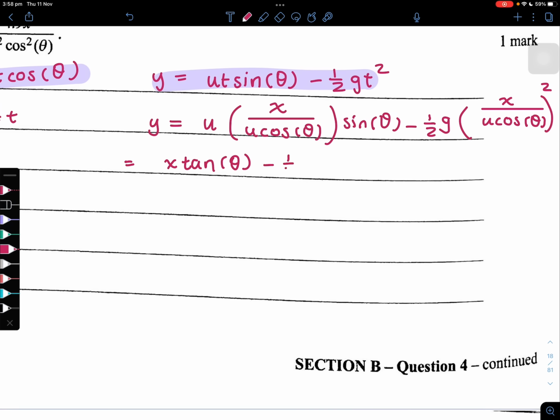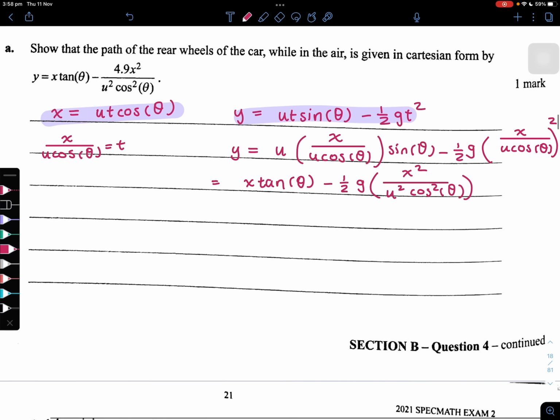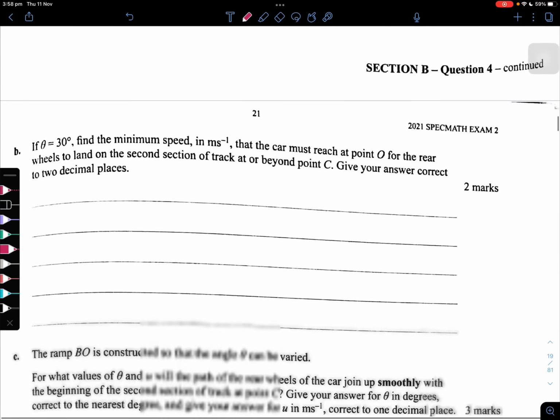x tan theta, take away half g x squared on u squared cos squared theta. Okay, and g is 9.8. Divide that by 2, that gives you 4.9. So I'm not going to rewrite this whole thing again. I'm just going to bring that 4.9 up here. And boom, that's what they wanted us to show.